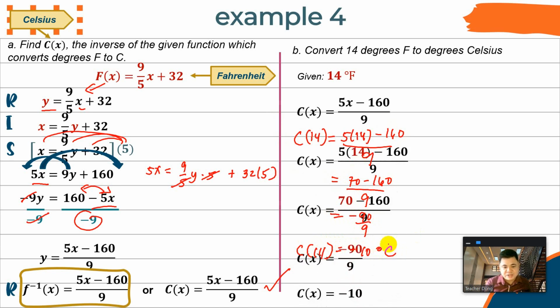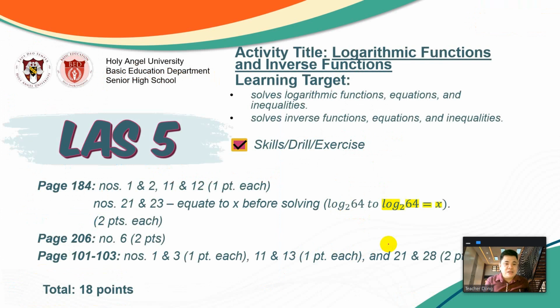So this is the process. That's why we have an answer of negative 10 degrees Celsius. So it's cold, right? It's below the freezing point of 0 degrees. So that's how you solve a temperature problem involving inverse of functions. I hope that you learned a lot from this lesson about logarithmic and inverse functions. If you have questions and clarifications, you can go back to the specific examples that we discussed in this video. And for my students, please don't forget to do this activity.